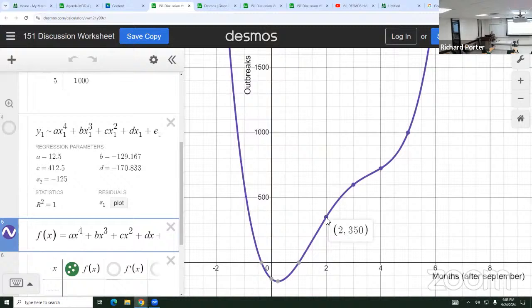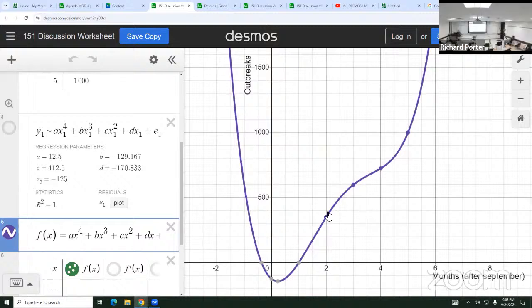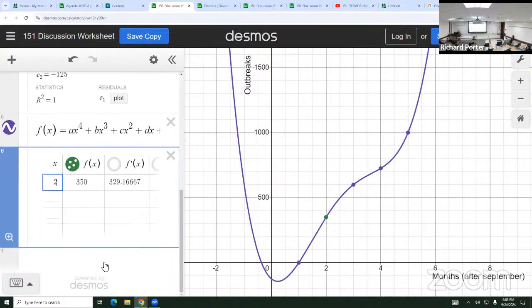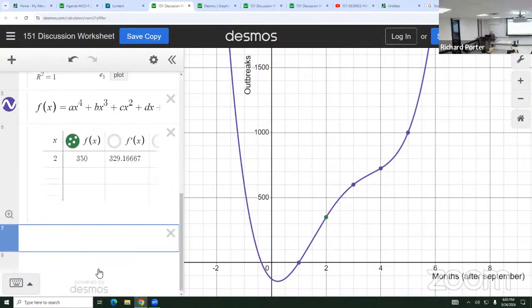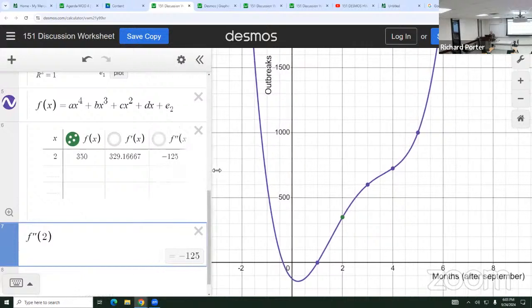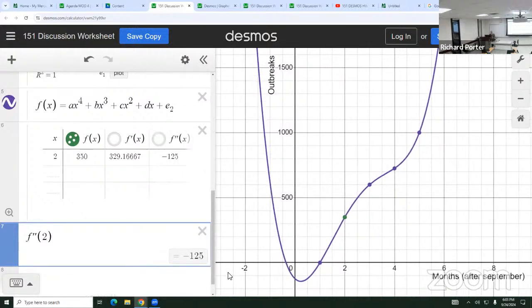That's probably right. But how are you going to get the derivative? Well, you might go to this table and put in 2, and that'll give you the derivative. But how do you get the second derivative? How do you get f double prime? Well, you could just type in f double prime of 2. So it's minus 125. Or you could just take the screen and enlarge it. And there it is.